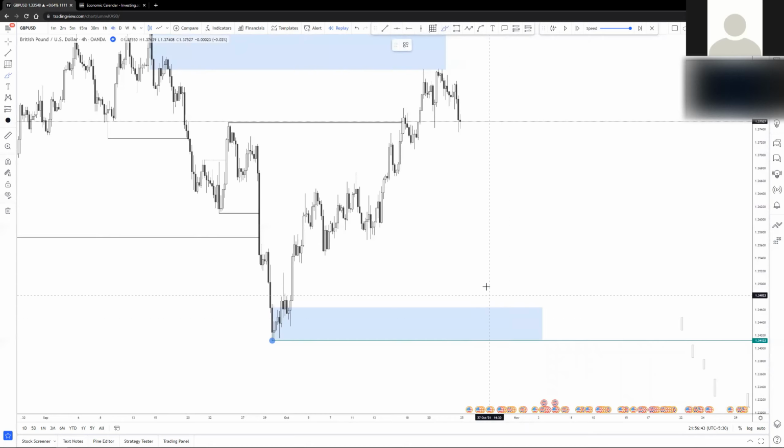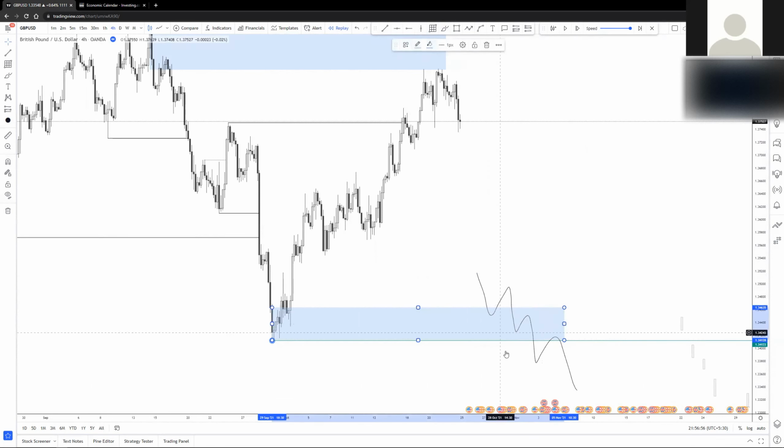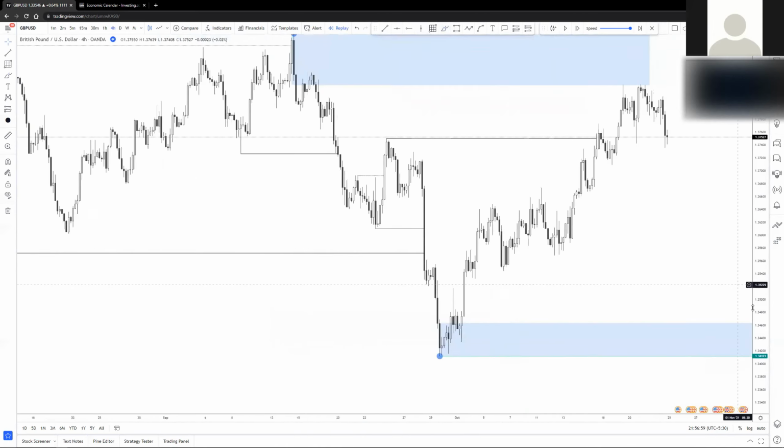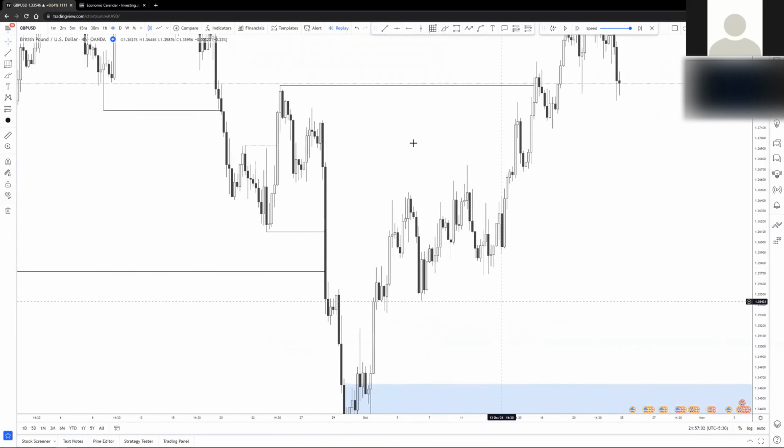Because once it gets here, this is what you want to see: a strong low getting formed. If price did not give you that, it'll just go straight through it, and all you have to do is delete it. That's not going to cost you anything. So have these areas marked out. This is just an area of interest. That's it. Then we have a strong low right here.